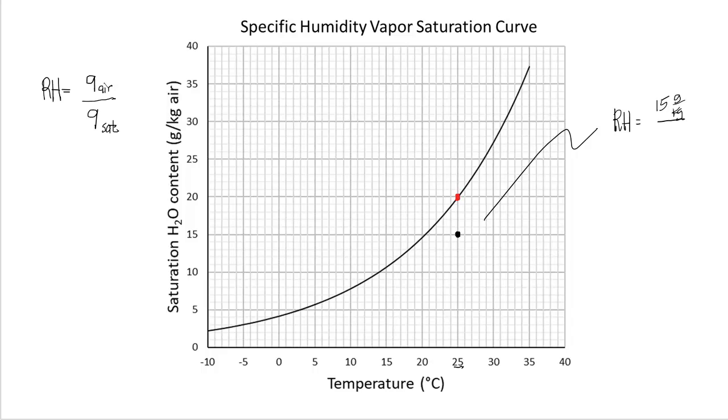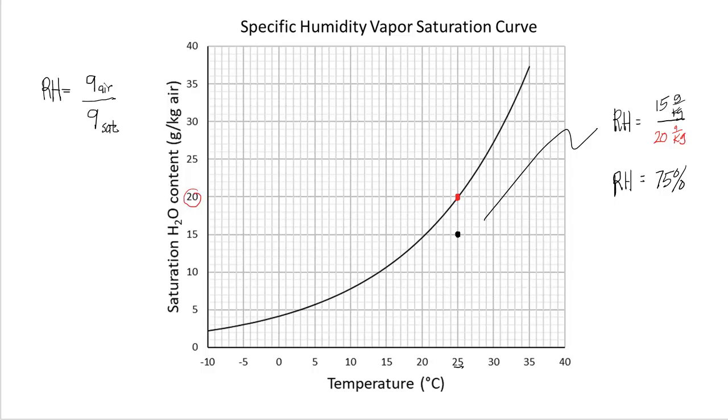Now, it's just a little bit below, but I'm going to say close enough to 20 grams per kilogram. So the saturation value here is 20 grams per kilogram. That's the value we'd get at saturation at that temperature. And so the relative humidity in this case will equal 15 divided by 20, which is 75%. So we would say that this air mass here at the black dot has a relative humidity of 75%.